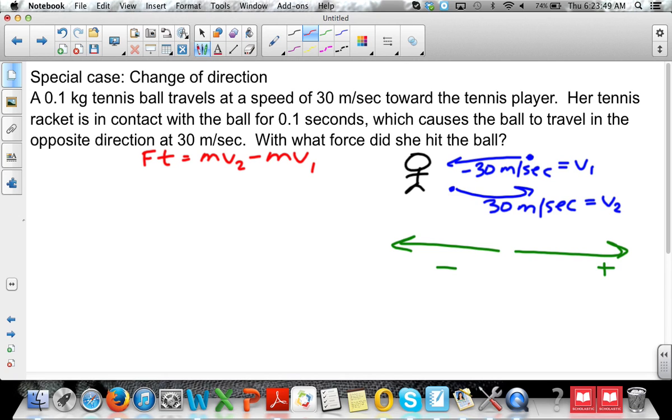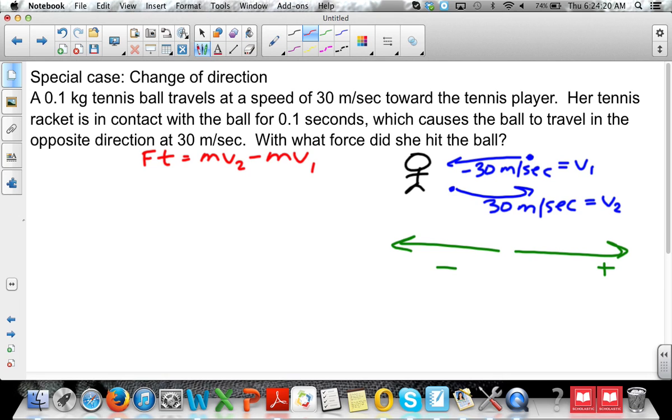The reason I had to have my positives and my negatives is because otherwise, the mass is the same in both cases, so mv2 would have matched mv1 and they would have canceled each other out and there would have been no impulse. There would have been no force. There would have been no time. And that just doesn't make sense because we know there has to be a force. The tennis player hit the ball with some kind of force. So I have to make sure I distinguish between the positives and the negatives so that I get the right answer and that I actually end up getting a force.